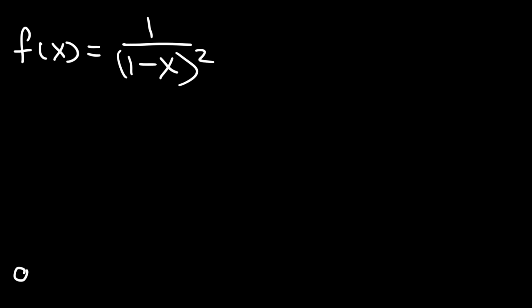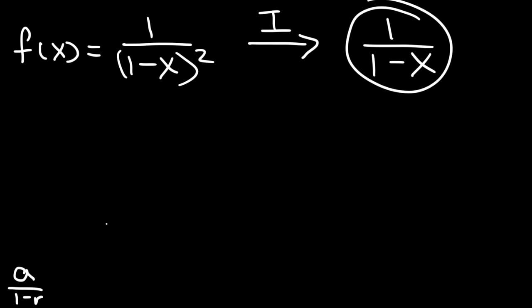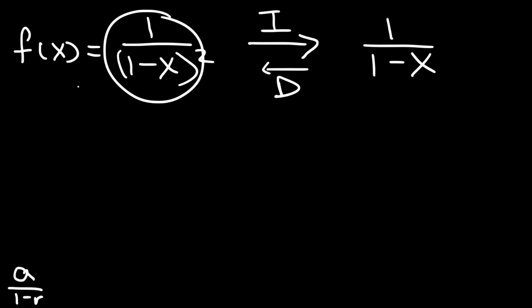We need to put it in this form, a over 1 minus r. So that's the sum of an infinite geometric series. So basically, we need to make it look something like this, 1 over 1 minus x. It turns out that if you integrate this expression, you're going to get 1 over 1 minus x. Likewise, if you differentiate this expression, you're going to get what we see here.